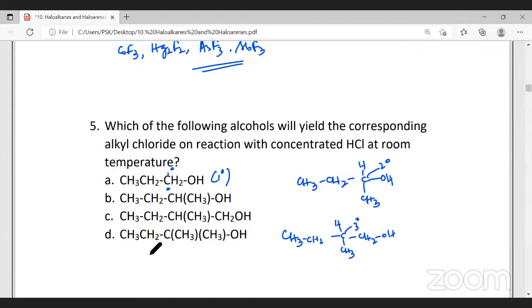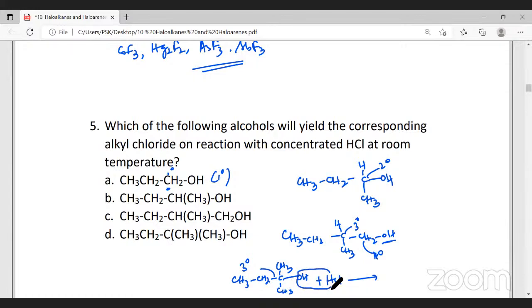Now with respect to the fourth one, I'll take CH3, CH2, C, CH3, CH3, and OH. This is a tertiary carbon atom, and this is a tertiary alcohol. See, this is a tertiary carbon atom, no doubt, but OH is bonded to what carbon atom here? Primary carbon atom. In the previous questions, we learned that tertiary carbon atoms are more reactive. Meaning this tertiary alcohol will be more reactive towards hydrogen halide.